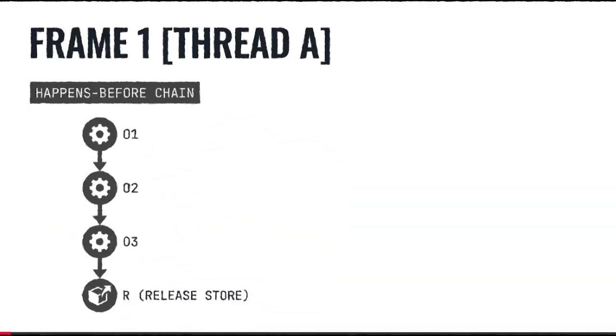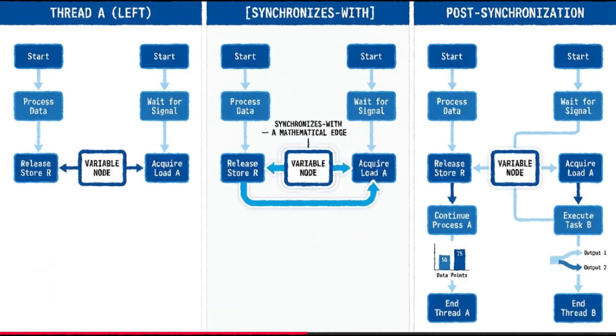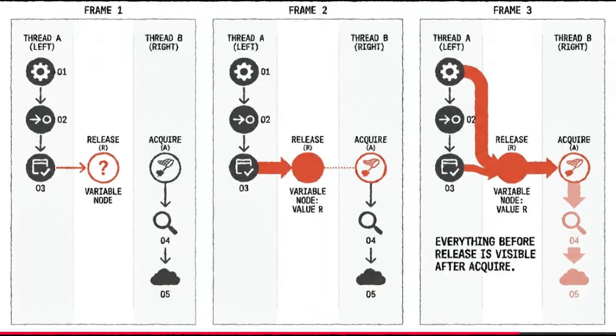This created a rigorous mathematical framework defining what happens before and synchronizes with actually mean. Synchronizes with isn't just some vague concept anymore. It is a literal mathematical edge in a dependency graph. How so? Well, say thread A performs a release store, and thread B performs an acquire load on that same variable. That creates a strict edge. Everything before the store in thread A is now guaranteed to be visible to everything after the load in thread B.